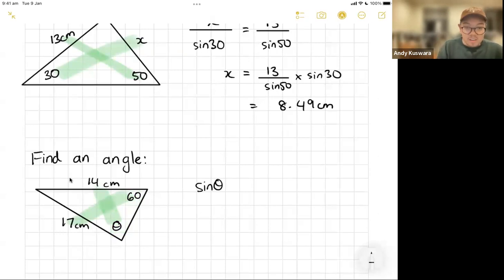Unfortunately, I can't just have theta. It's the sine rule, so I need to use sine. The side that it relates with is the 14, and I'm going to equal it to what I also know. The other one will be sine 60, and then sine 60 relates to the side 17.